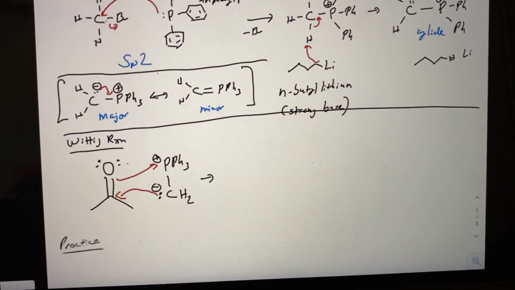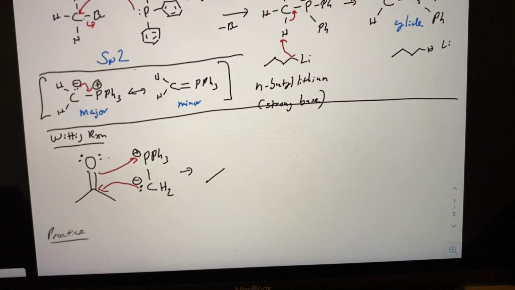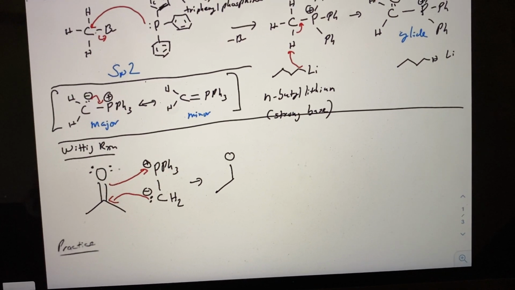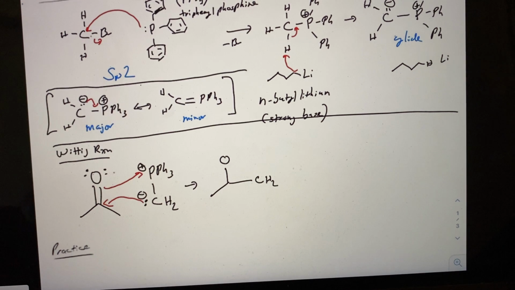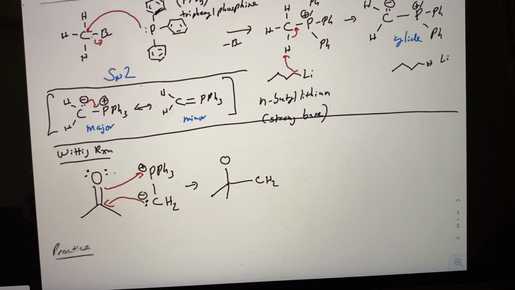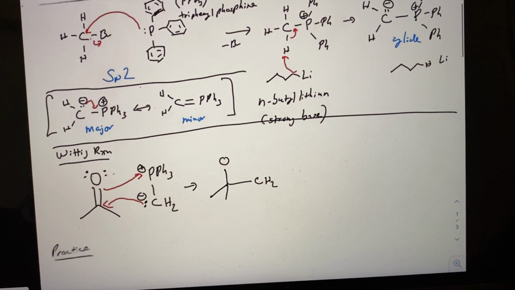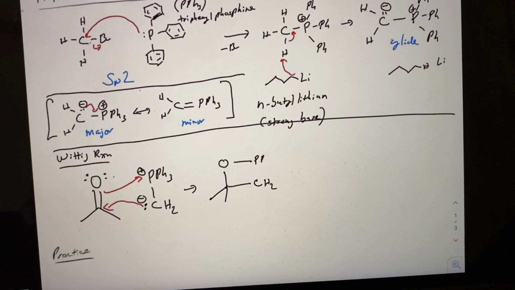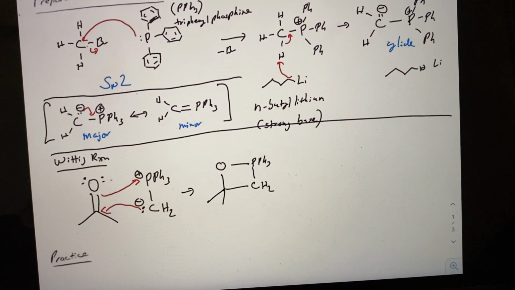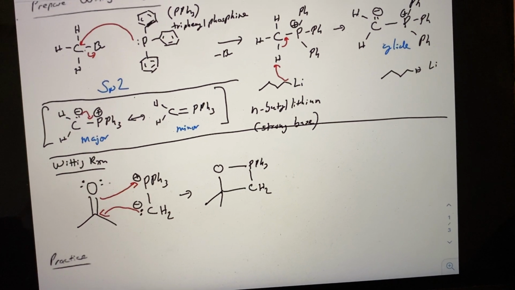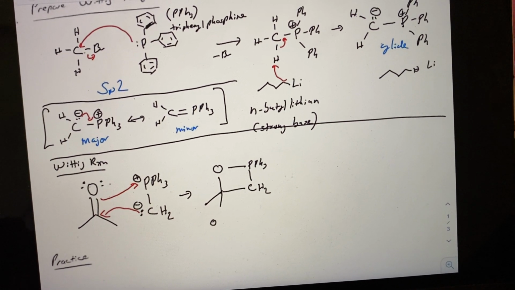This will end up forming a species that has a four-membered ring. So let's form a bond from the carbon to the other carbon, put our two alkyl groups down below, and form a bond to our phosphorus, PPh3. These are still bonded together. So this gives us an intermediate. This is known as an oxaphosphetane.